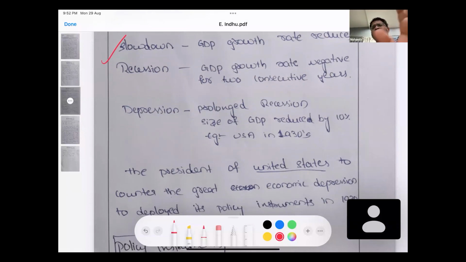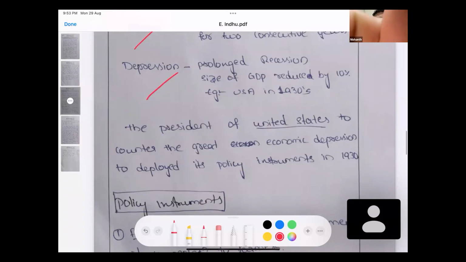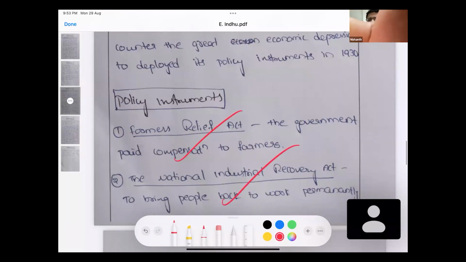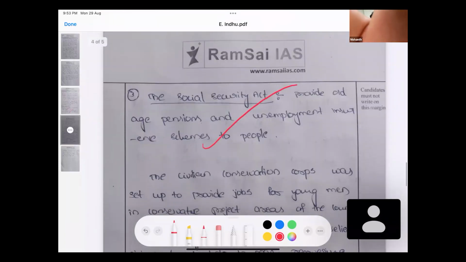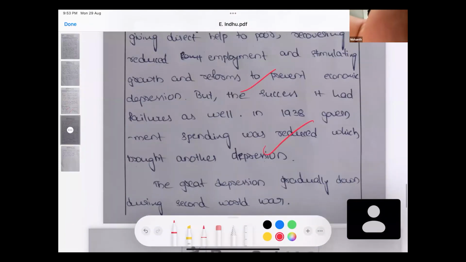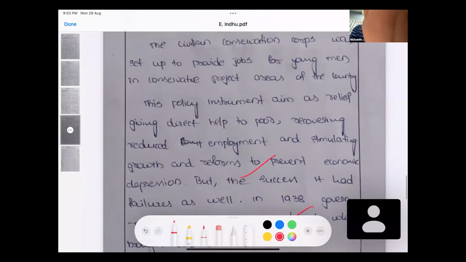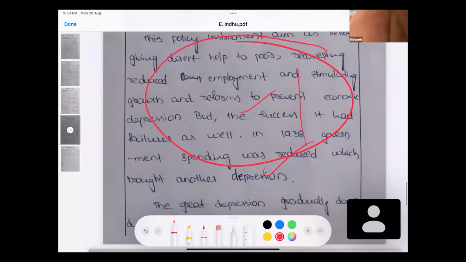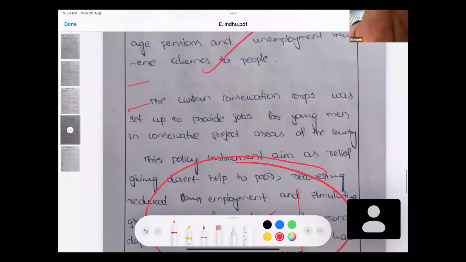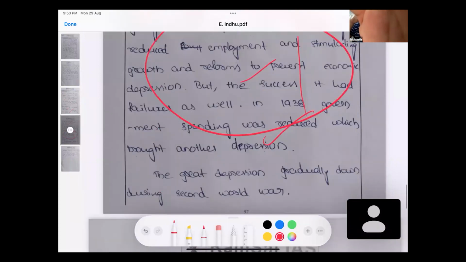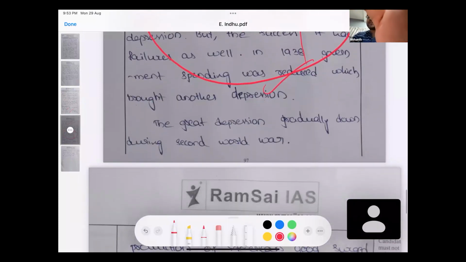So such questions you need not miss or need not know in detail, because it is all about fighting the economic recession, right? The instruments will be the same. Yes, the National Industrial Recovery Act, the Social Security Act. Whatever points you are mentioning in these paragraphs, try to make them into points here. A points approach will be good for these kinds of answers, because they are asking what the policy instruments are. You have to write 1, 2, 3, and so on.